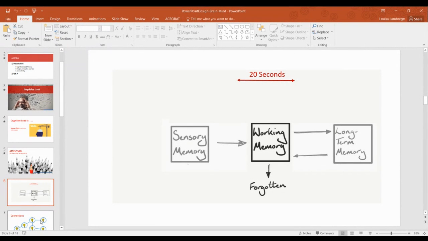So we have a working memory system, and that's where it's short. It only holds information for about 20 seconds, but it's that working memory that allows us to work with this new content, to try to make connections with this new content and find how it connects to what we already know. And there's different ways that students do that.